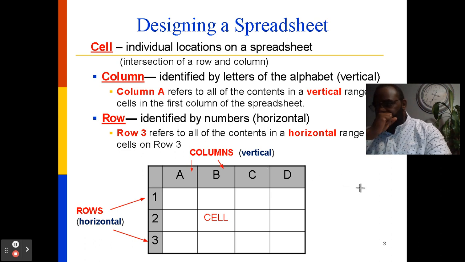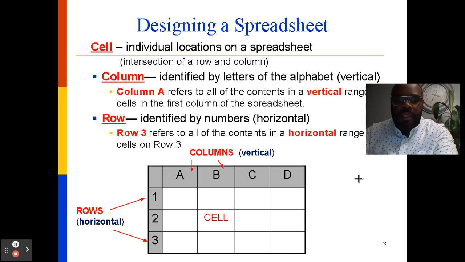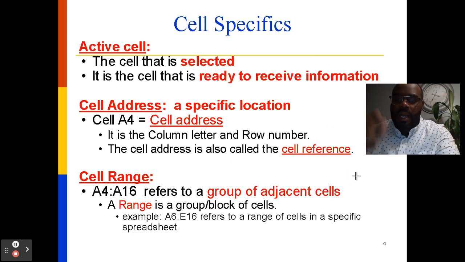Now, when you bring those two together, like the column and the row, you'll get what is called the cell address. All right. And that is the specific location of the cell. And each cell has its own cell address. And if you click on that particular cell, it is referred to as an active cell. All right. Now, when a cell is active, you can put information into it. So you can type some text, or you can type some numbers, or you can type some equations. So that's what an active cell is.